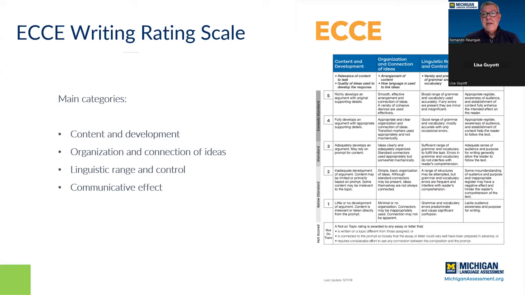The next category is the linguistic range and control. It's the variety and precision of grammar and vocabulary. To what extent are grammar structures used appropriately, correctly, accurately, but also to what extent is a more advanced range of structures being used appropriately and consistently throughout the whole essay? Or is it basically simple grammar structures that are used throughout with frequent errors or some errors in some areas? There are some attempts to use more complex structures. The same about the vocabulary range that is used.